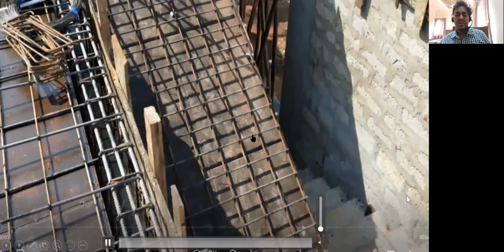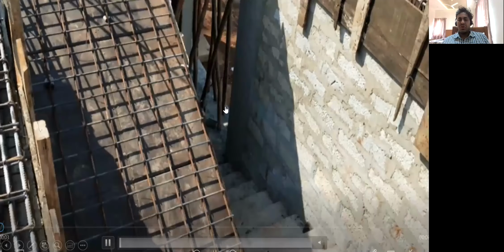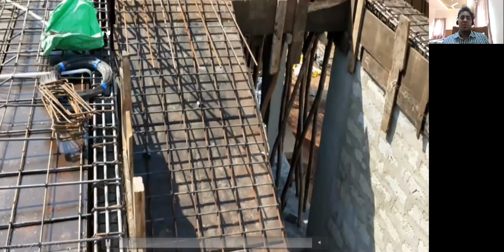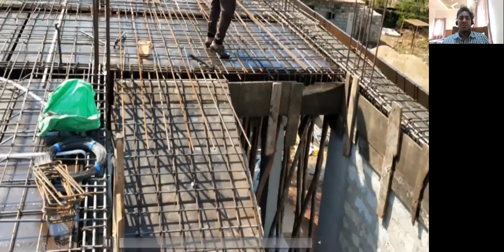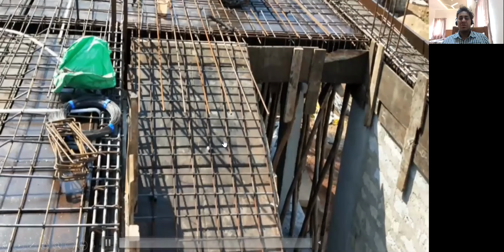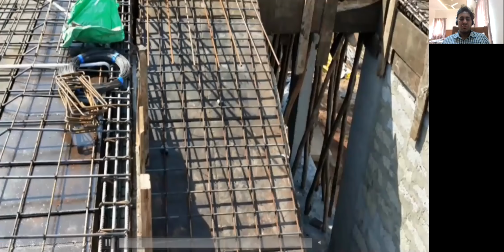So this is exactly that staircase which we saw now. This is the second flight. What are they doing? All these are the slab reinforcement. From the slab itself, this staircase shuttering will be put up. So you can see this.